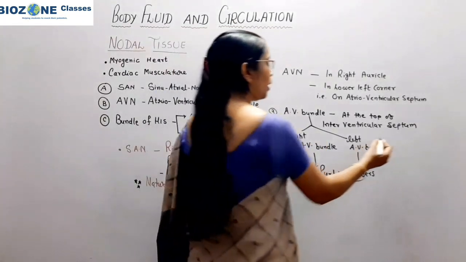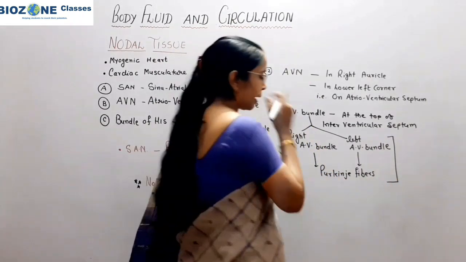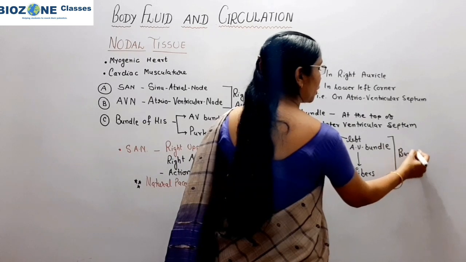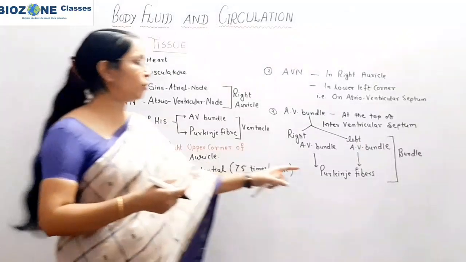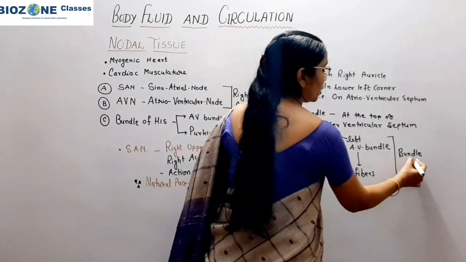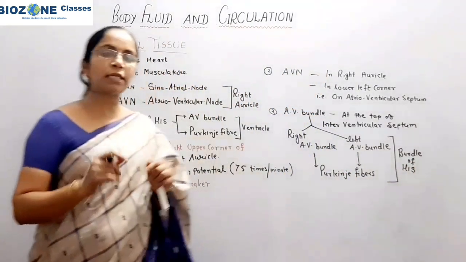Now both the left and right AV bundle as well as the Purkinje fibers, you remember, are combinedly called the bundle of His. So actually when we study the AV bundle, the AV bundle next continues in the form of Purkinje fibers, and along with the Purkinje fibers, the structure or the musculature is called the bundle of His. So these are the positions.